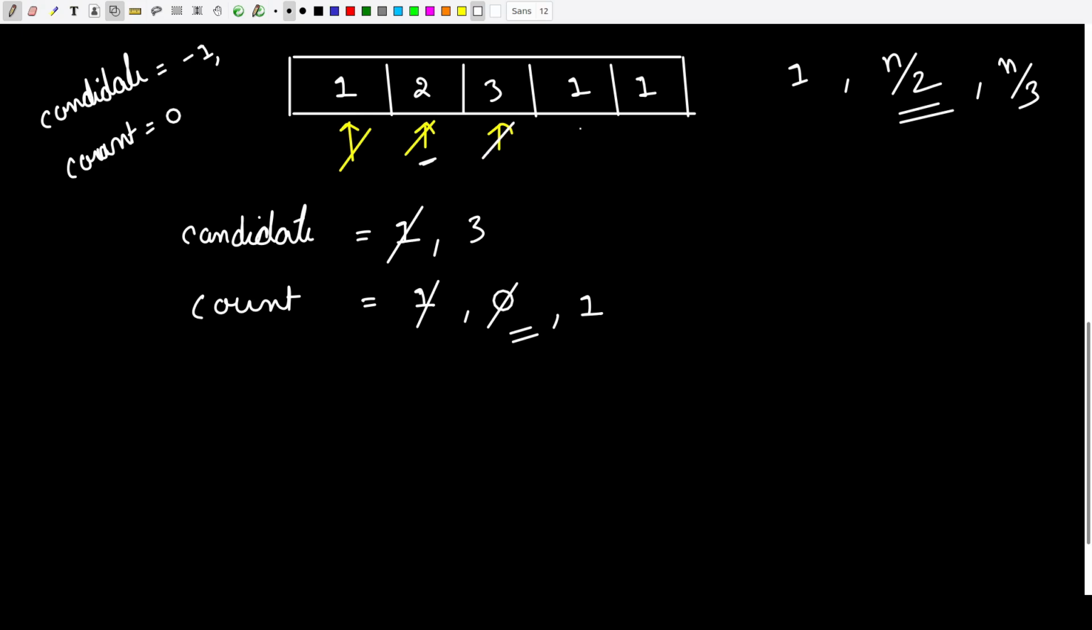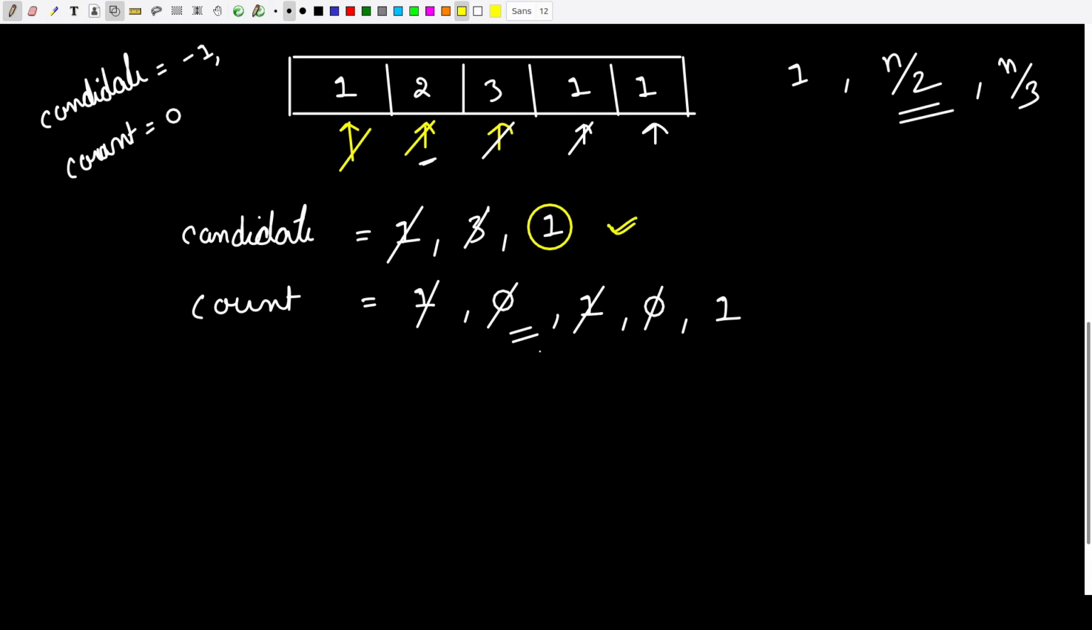Now the next element is 1. Again, as we can see, 1 is not equal to 3, because of which the count will be decreased to 0. And then we will move to the next element, and at this time we can see that the count is equal to 0, because of which we are going to update our candidate to 1 and update our count to 1. And in this way, towards the end of the loop, as we can see, the candidate element which we have obtained is 1, and this is what we are going to return.